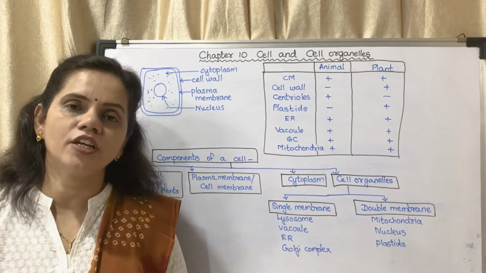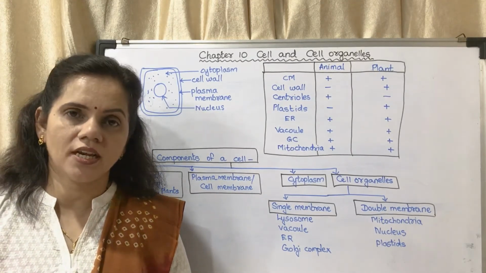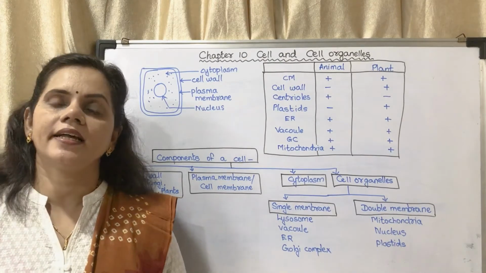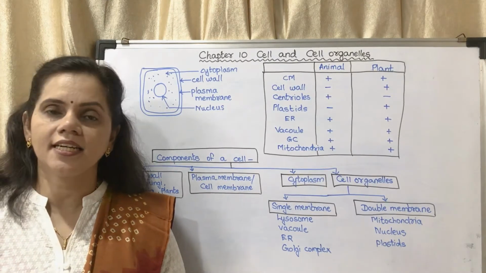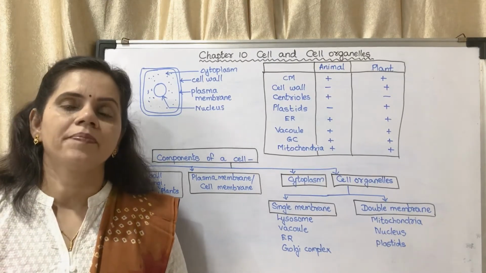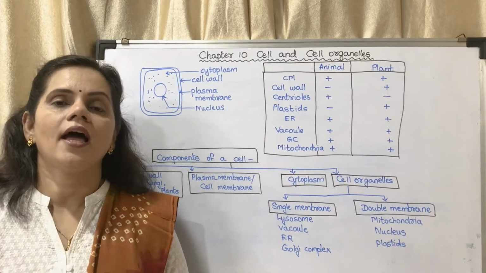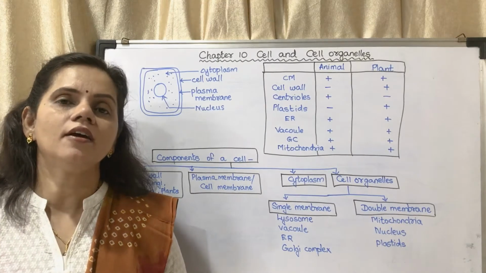Cell is the structural and functional unit of a living organism. There are two types of cells, prokaryotic and eukaryotic. We had studied this in the first chapter. Prokaryotic means which do not have a nuclear membrane, and eukaryotic means which have a nuclear membrane.